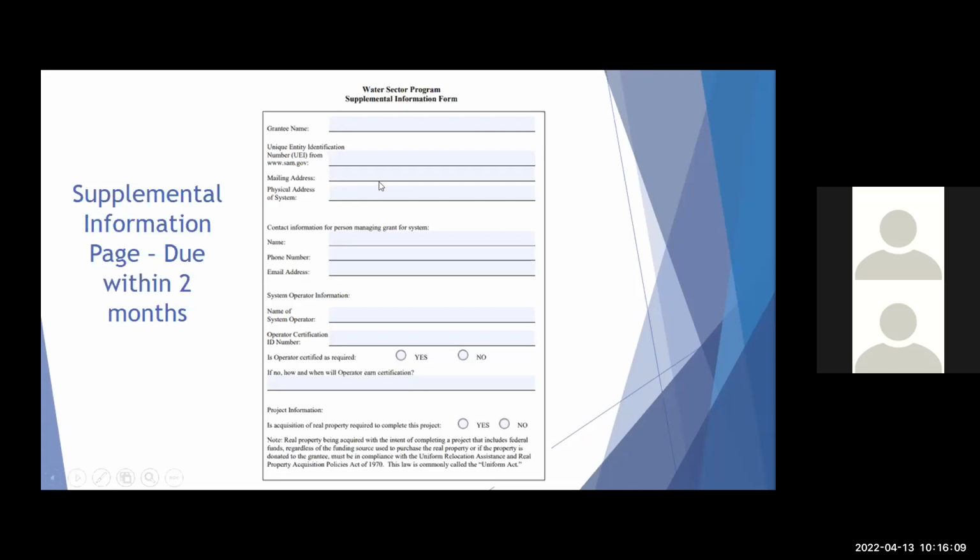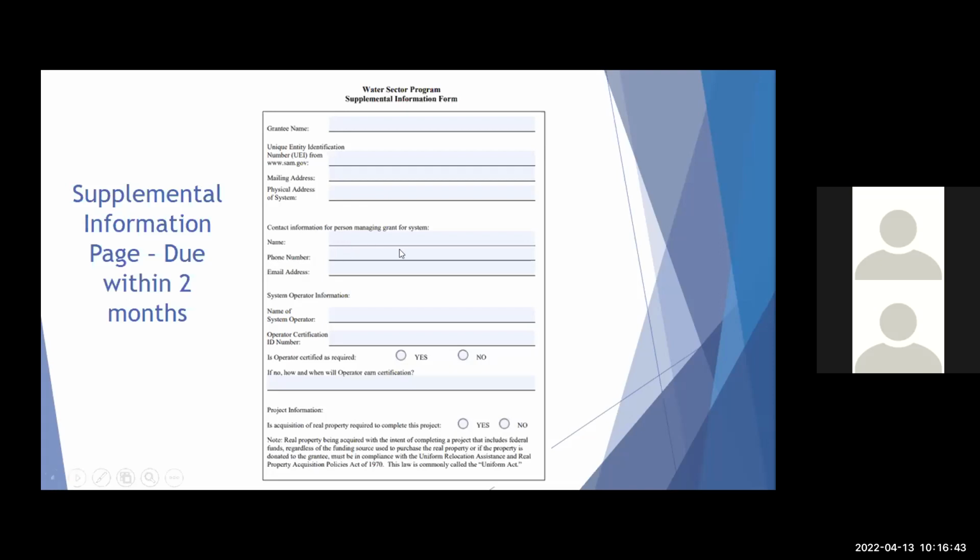We ask for your mailing address. Please enter the entire address. For example, P.O. Box 9, Springfield, Louisiana, 71347. We need that entire address. We also need the entire address for the physical address of the system. Some entities or some systems are operated or have a headquarters that are located in a different place where the actual system is located. So we have to have both that mailing address and the physical address of the system.